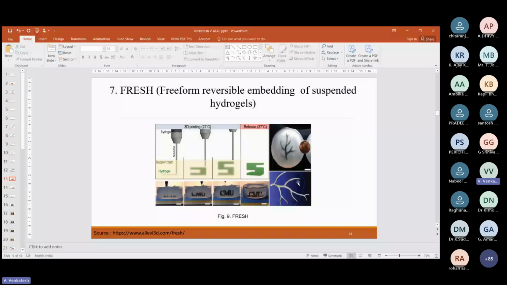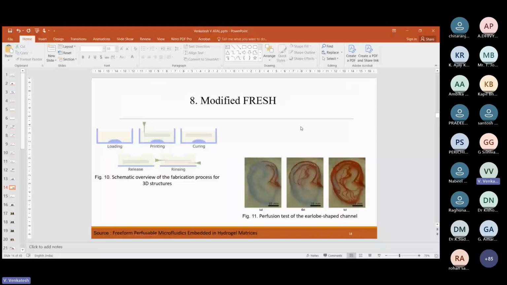And here, nearly 1 or 2 years back, another researcher proposed one more method, which is called modified FRESH technology. In the earlier case, the support structure material gets melted after completion of printing, but here the material which is printed within the support structure gets melted. With this, it's possible to develop fine channels which are used for multiple applications.